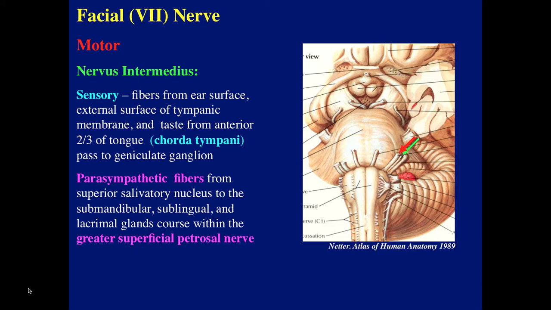Today I'm going to be talking about the facial nerve. The facial nerve has two parts, the main motor part and a smaller nervus intermedius.